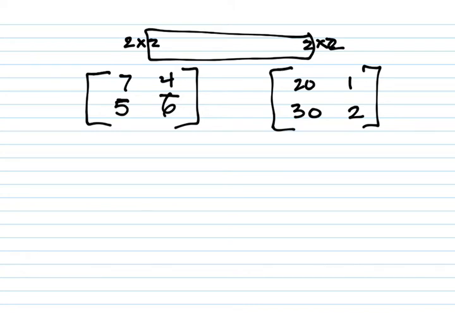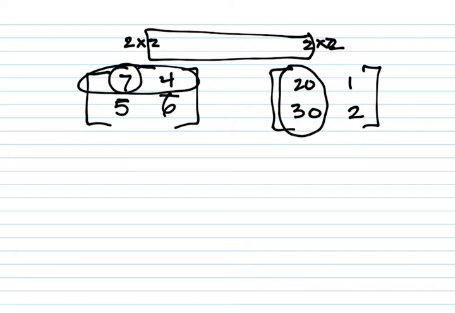All right, so we're going to start with the first row. So here's the first row. And we're going to multiply that first row times each column in the second matrix. So here's the first column. So we'll start there. So it's 7 times 20 plus 4 times 30. Okay? So that's the first row, just multiplying the corresponding items from the first row times the first column.